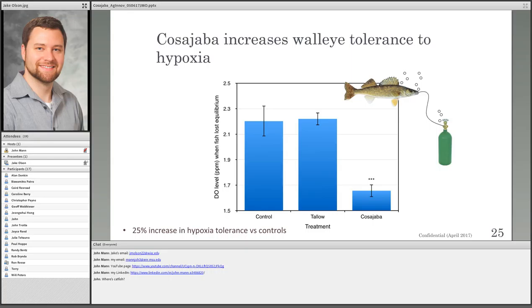We were really excited by the current trends in aquaculture and the need for something like this, a very clear need for something like this in aquaculture. So we focused there first.